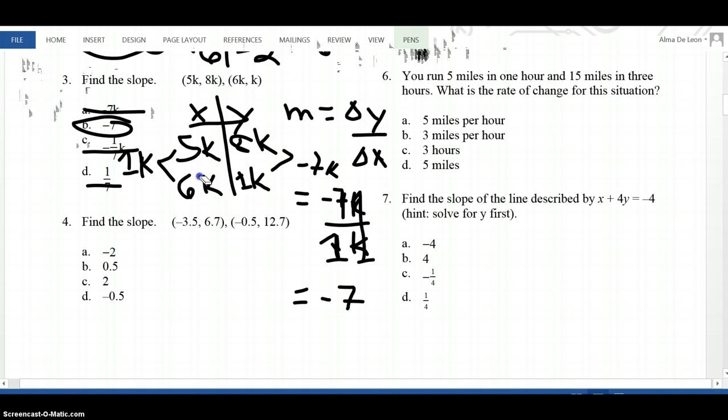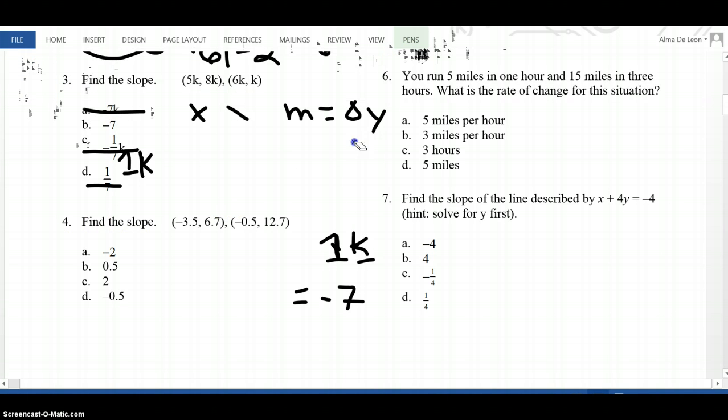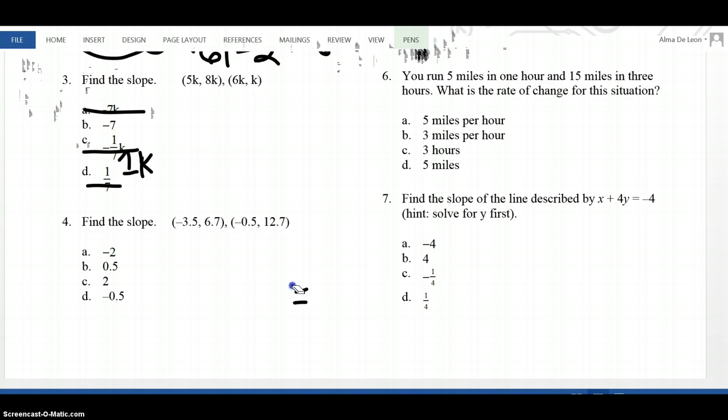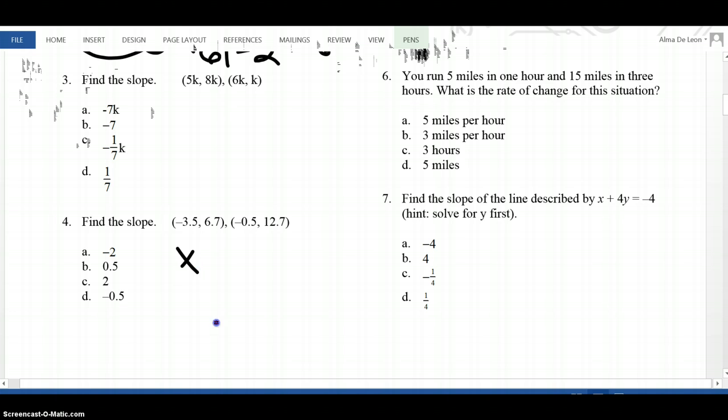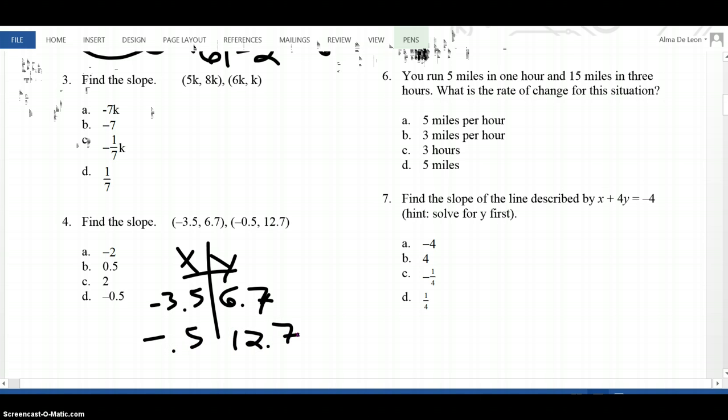Number 4. Again, all I'm doing is finding slope from 2 points. So very much like the last 3 problems, I'm going to start by making myself a table, x and y, putting my points on the table, so -3.5, 6.7, -0.5, and 12.7. I'm looking at slope as the change in the y over the change in the x.